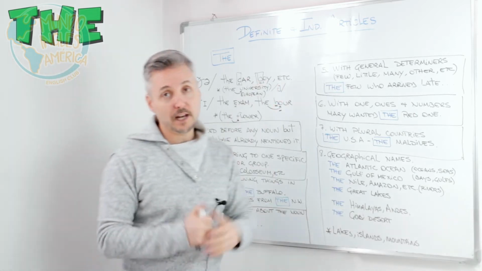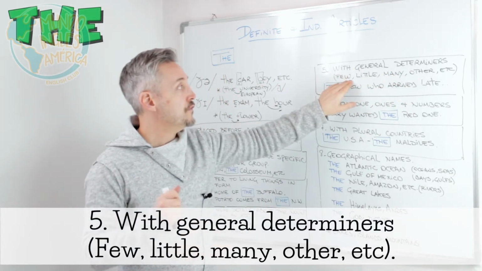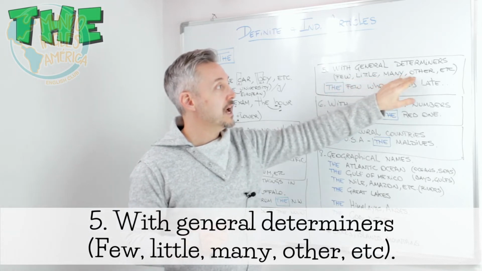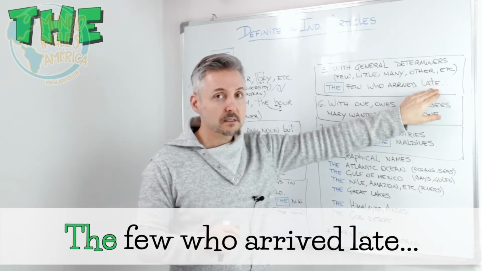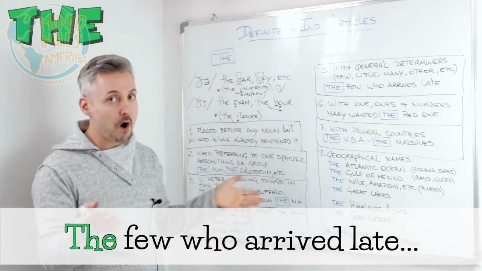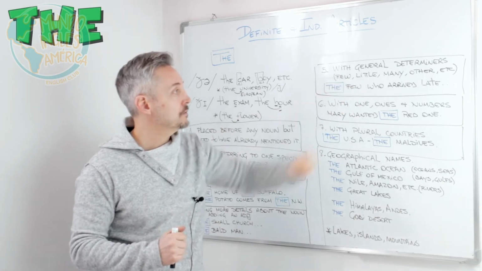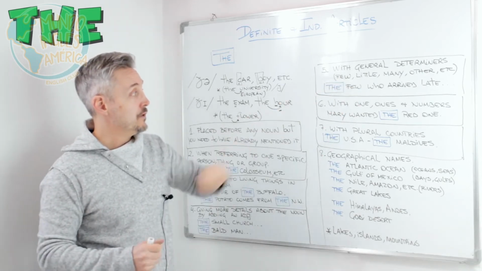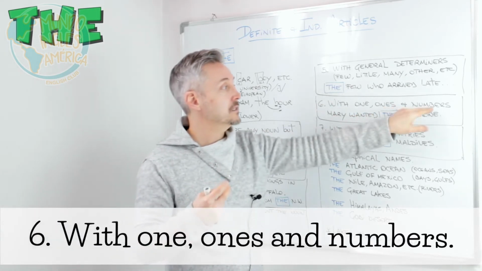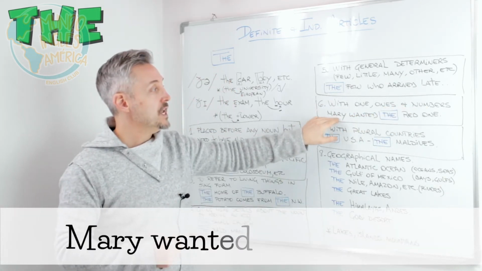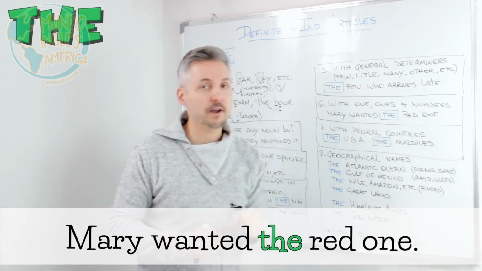The 5th rule that I want to talk about is with general determiners, so few, little, many, other, etc. The few who arrived late got a bad mark, for example. The few, so before few, little, many, other. Now, number 6, with one, ones, and numbers. Mary wanted the red one. Okay, the red one, that one.